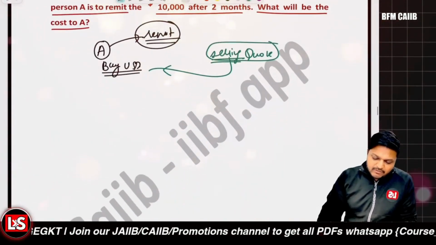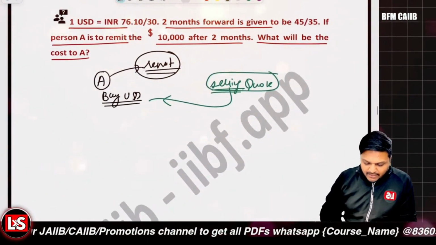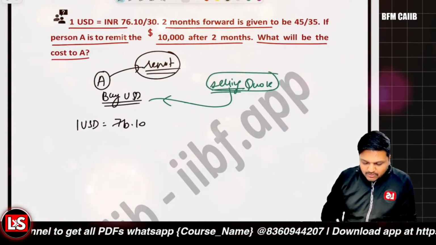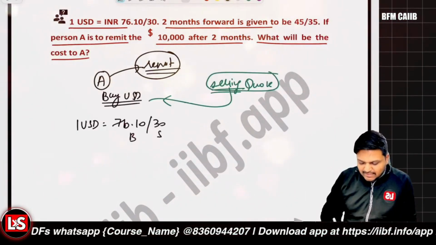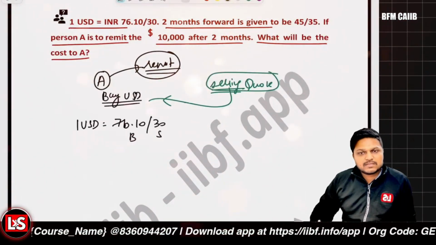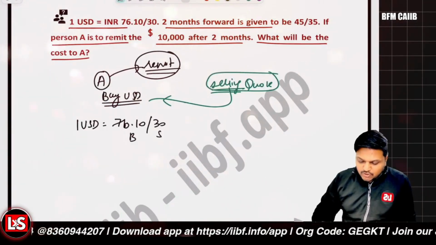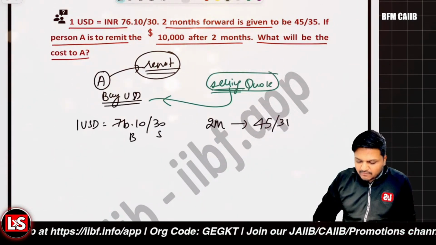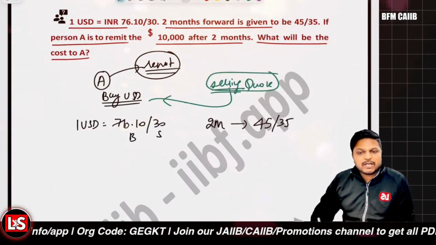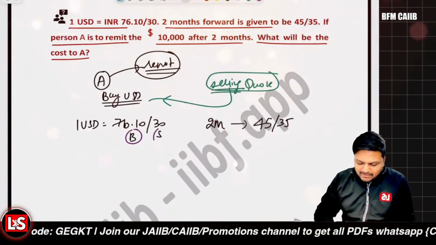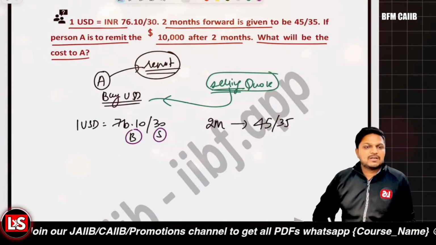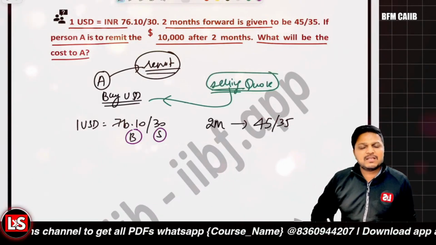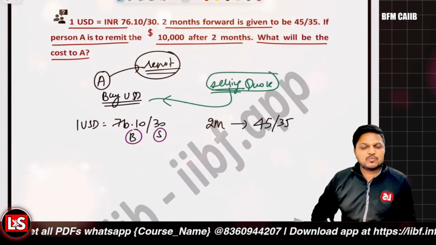And the spot rate is given to be 1 USD is equal to 76.10 slash 30. This is the buying rate. This is the selling rate. Okay. And also 2-month forward points are given. These are given to be 45 slash 35. We have to consider which one, the buying rate or the selling rate? Do answer. You should be participating. You should be answering the points here so that you can learn much more.